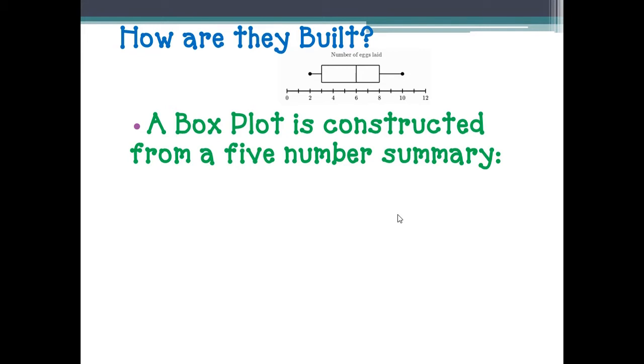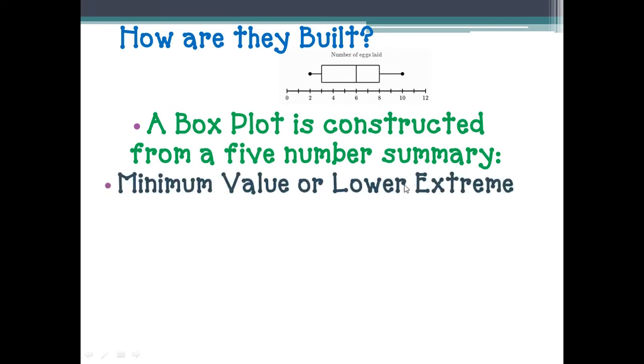So the first number we need to help build a box plot, or is shown to us on a box plot, is the minimum value, or sometimes known as the lower extreme. I think everybody in this room can find the minimum value. Minimum is another word for smallest or lowest.